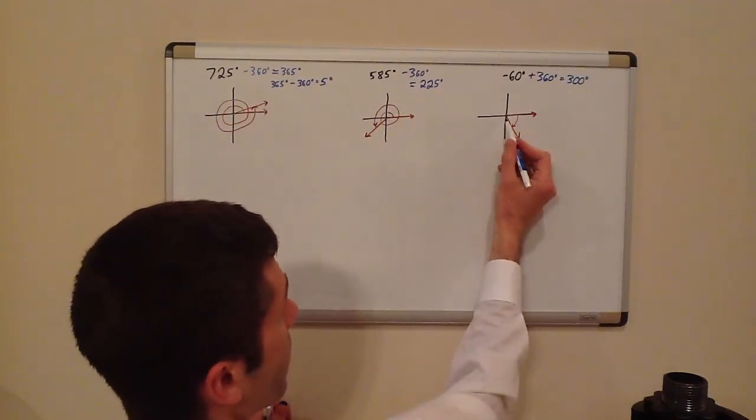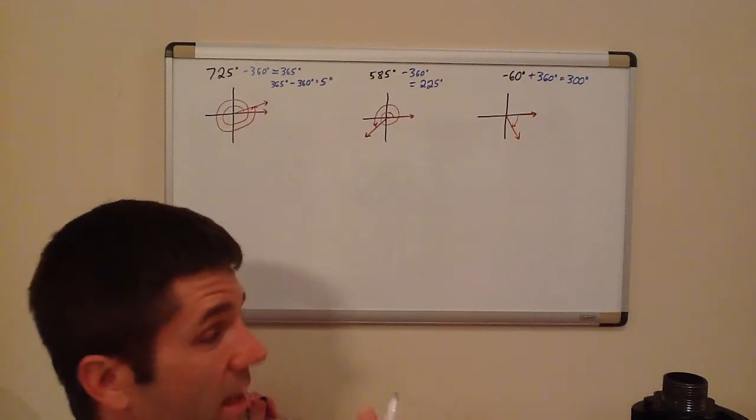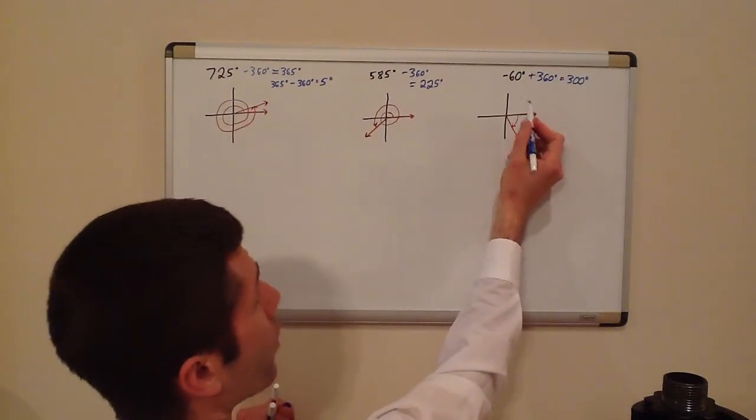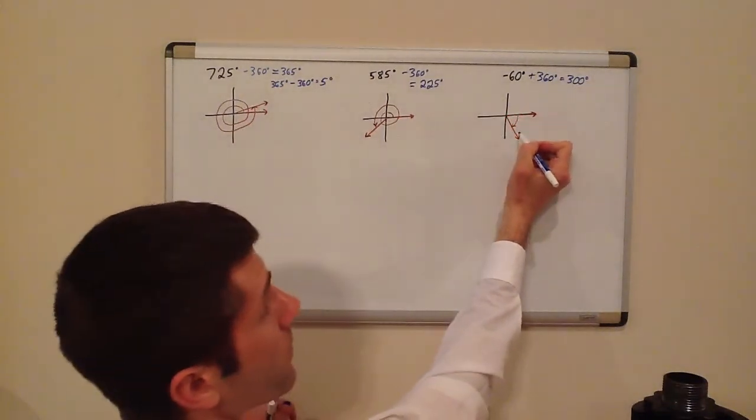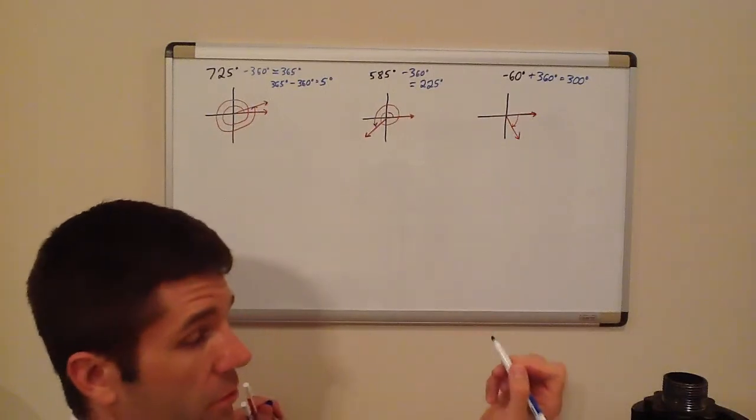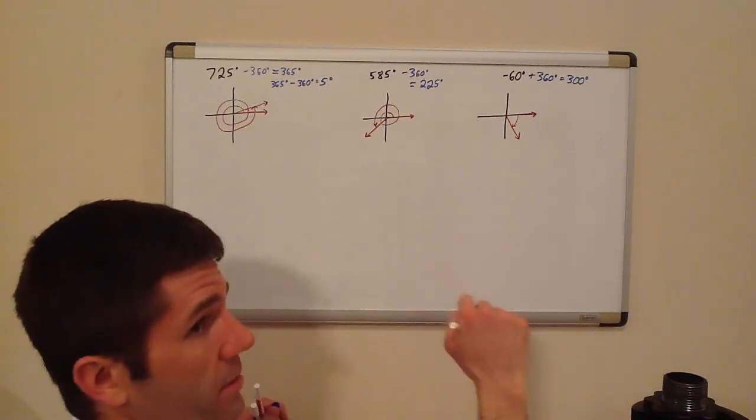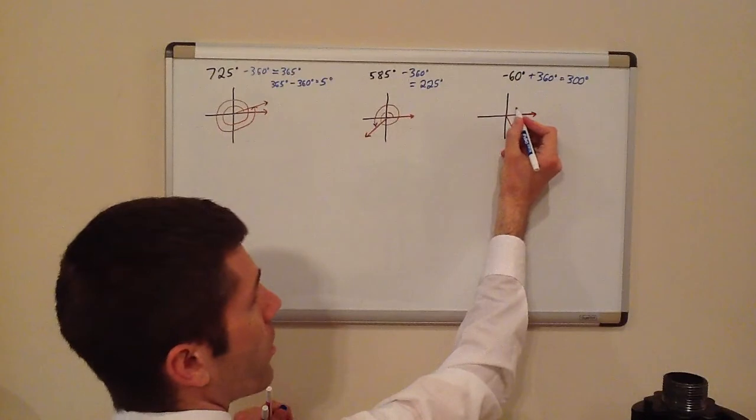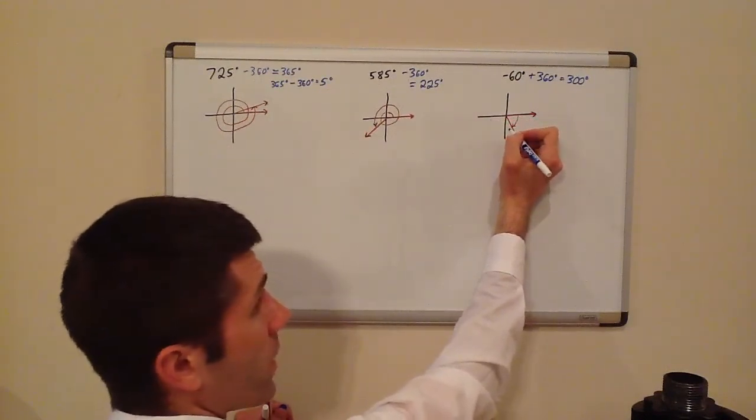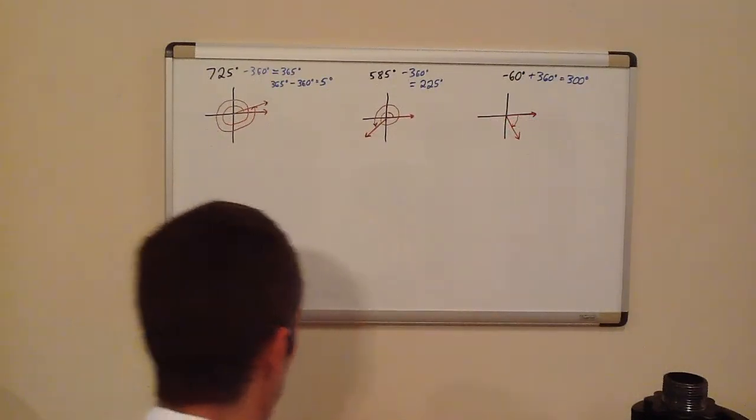So this angle right here is the exact same as if we would have graphed a 300-degree angle. If the next problem said graph a 300-degree angle, it would look exactly the same as this. The little arrow inside would swing around the other way, but it would look exactly the same.